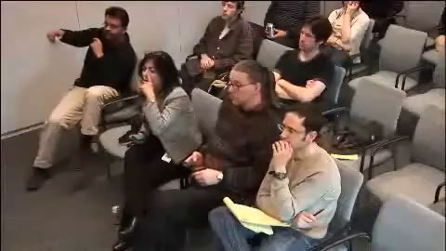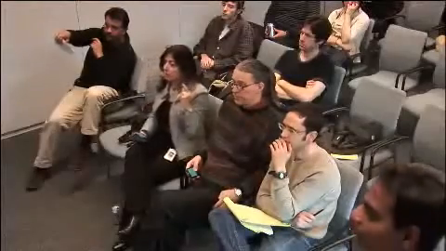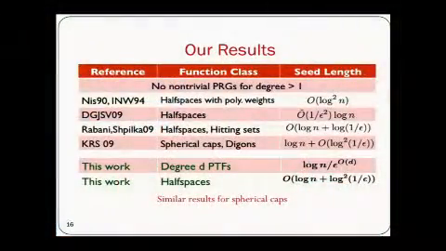Now there's a syntactic similarity between this and spherical caps, and you said that this implies spherical caps but not the other way around? Yeah. Okay. And we also get similar results for spherical caps.